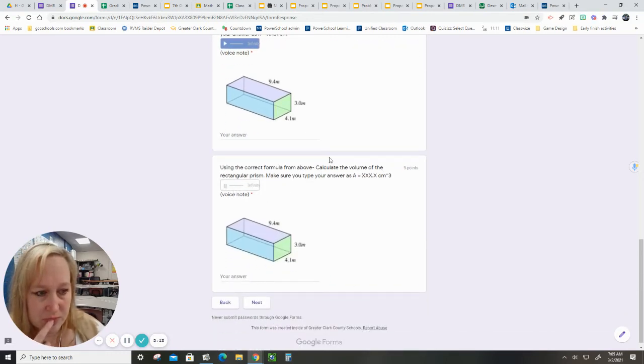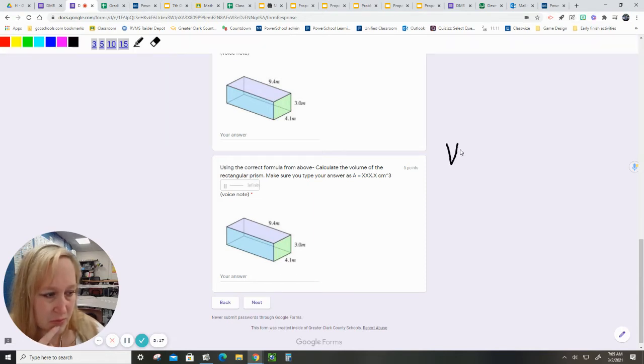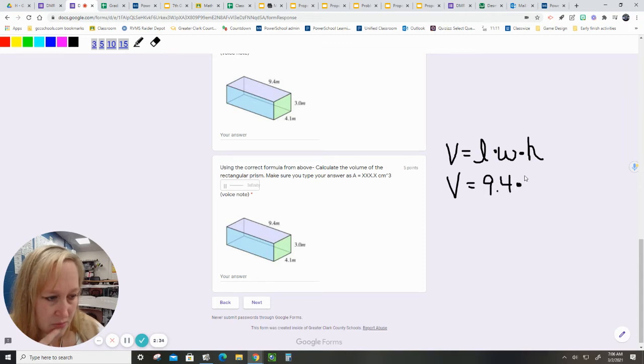This question wants you to use the correct formula from above that determines the volume of a rectangular prism. You are going to substitute the numbers that you chose for the length, the width, and the height into that formula, and then solve for A, or the area. Make sure that you type your answer as A space equals space the answer with 1 decimal point, space, and then the units squared.